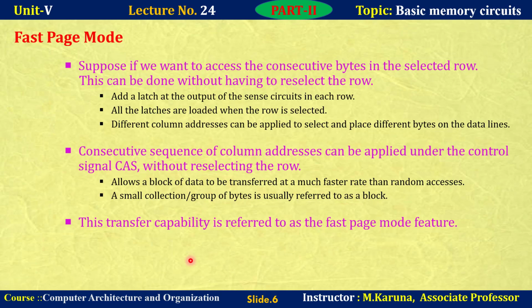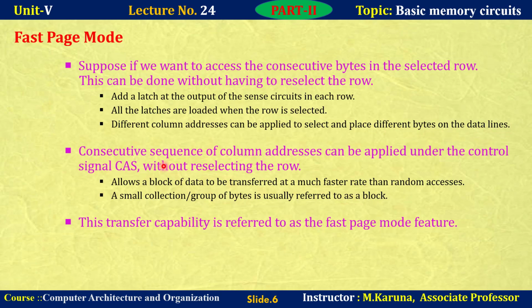Coming to the fast page mode. Suppose you want to access consecutive bytes in the selected row; this can be done without having to reselect the row. That means adding a latch at the output of the sense circuits in each row. All the latches are loaded when the row is selected. Different column addresses can be applied to select and place different bytes on the data lines.